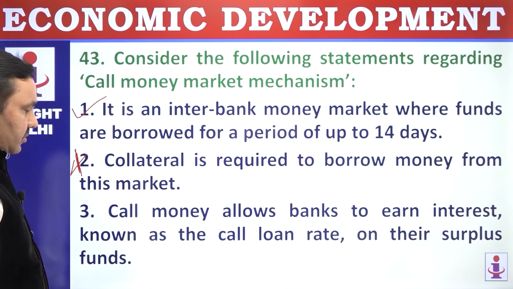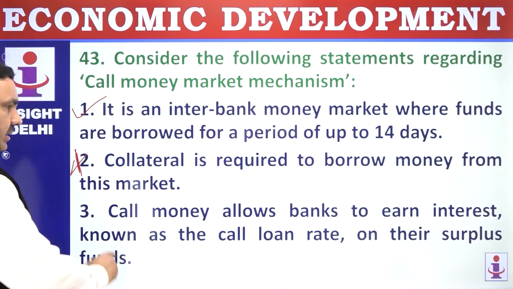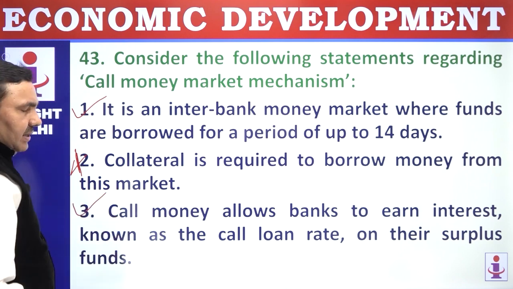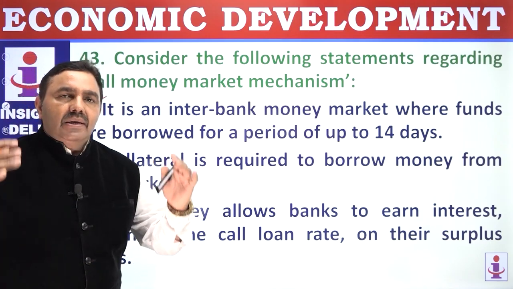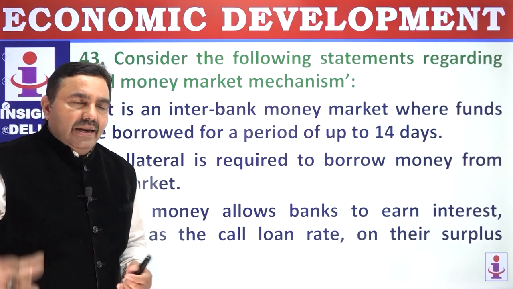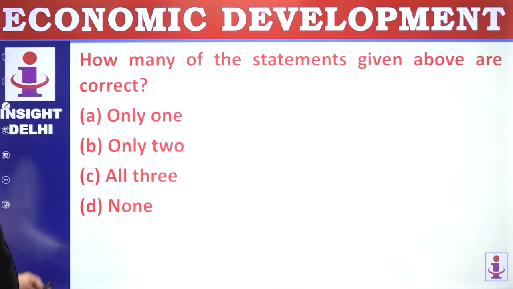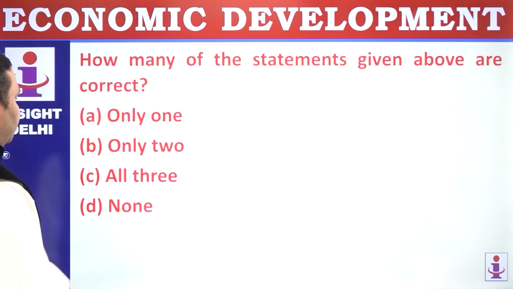Call money allows banks to earn interest known as the call loan rate. That's correct. They can lend to someone else and they can make money. Banks work on earning interest on lending. 1 and 3 are correct. Only 2.